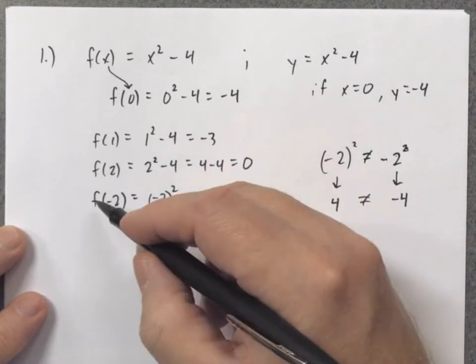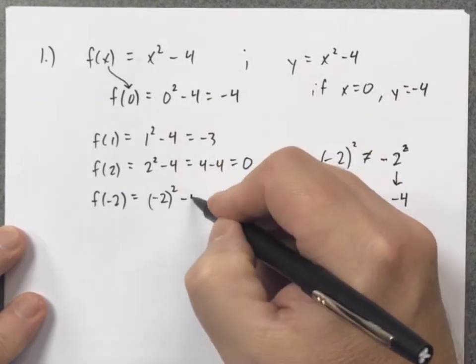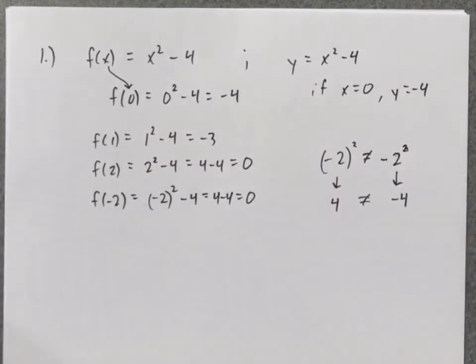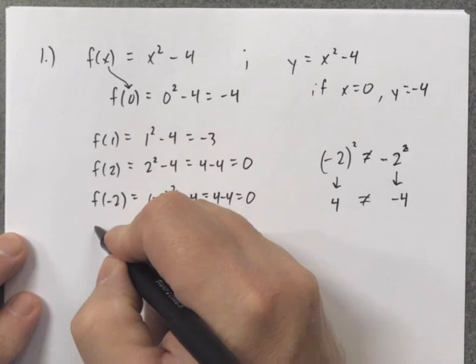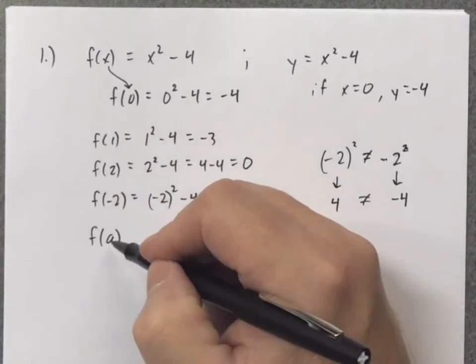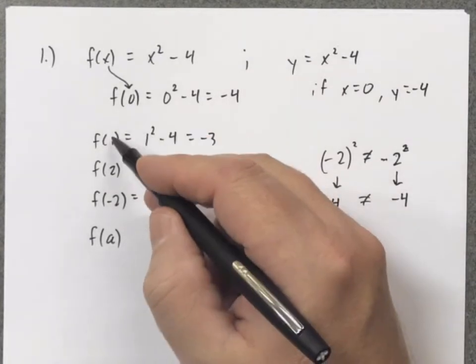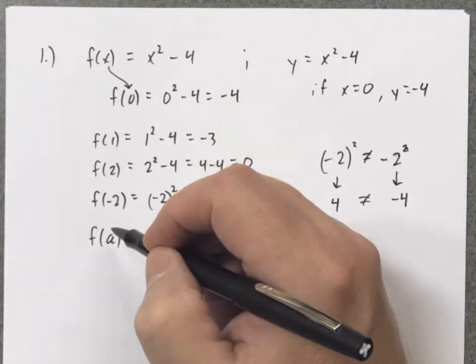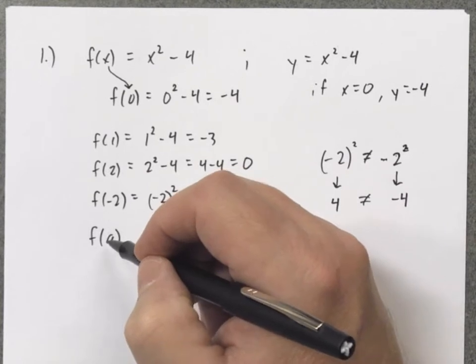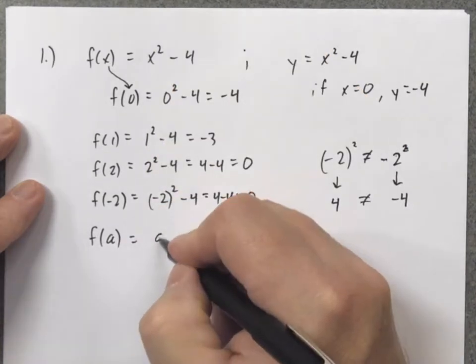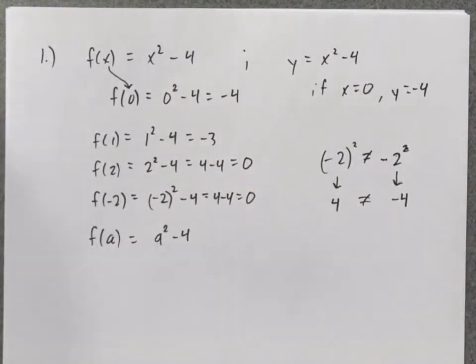So going back, so f of negative 2 and negative 2 squared minus 4, which is 4 minus 4, which is also 0. And now they do something a little different. F of a. So what this says, instead of all these examples so far have been numbers, now it's f of a, which basically says, okay, so take your function, every place you have an x, replace it with a. So my function is x squared, so it becomes a squared minus 4.